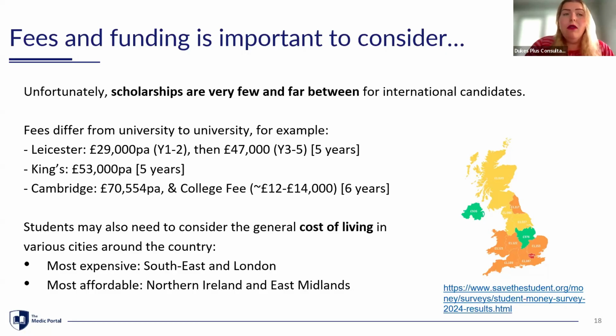There are some more affordable places to live than others, and as you can imagine, the most expensive places to live are found in the southeast and the London areas, as you can see on the map there in red, and the most affordable being the areas in green, namely East Midlands in Great Britain and Northern Ireland. So as part of the bigger picture about affordability, think about the tuition as well as the living costs, which include accommodation, food, entertainment, etc.